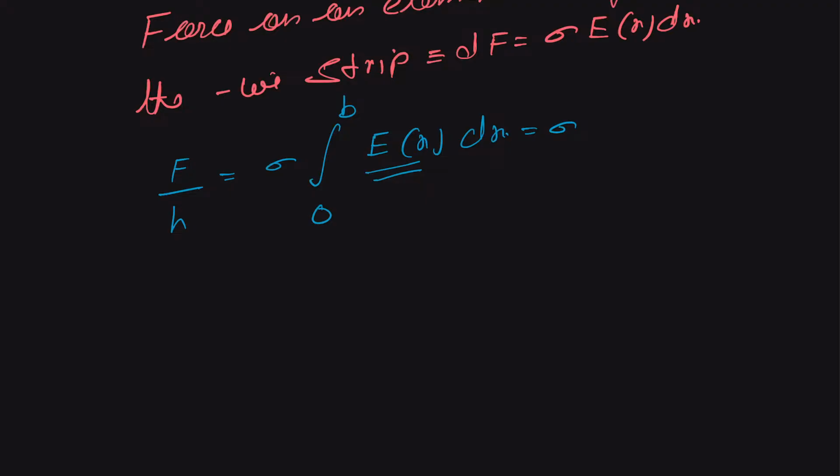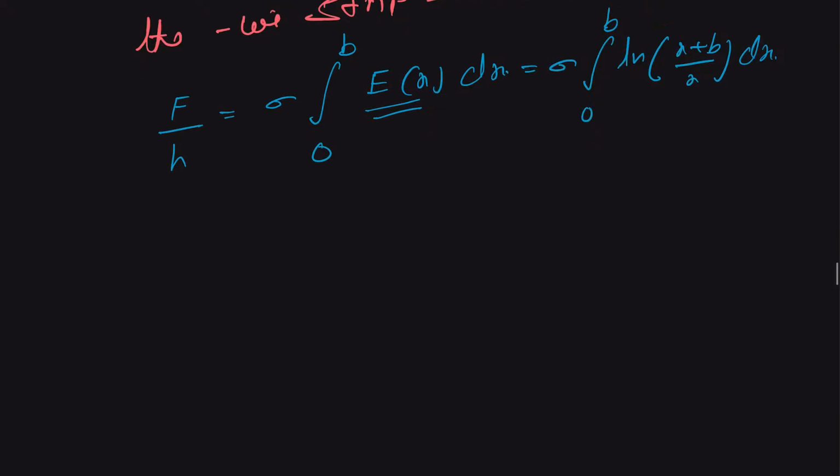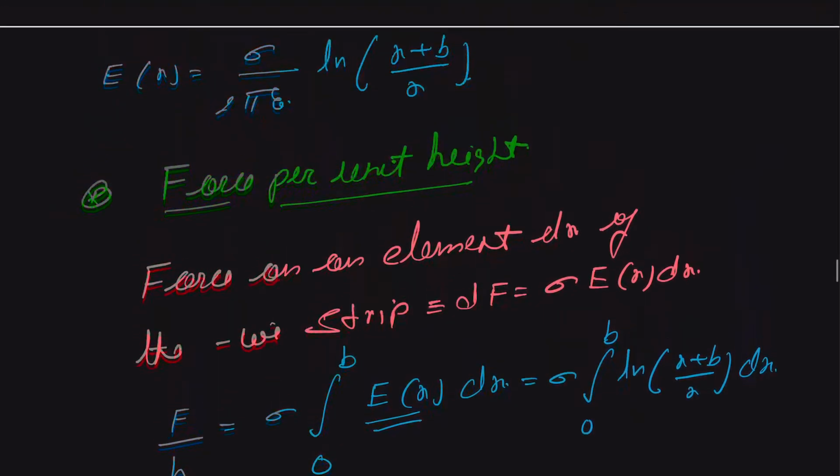So you can say this will be sigma, integral from 0 to b of natural log of (x plus b) upon x, dx. And if we evaluate the integral, we get this force upon height is equal to, and this integral will be giving us... one second, I missed something. Yeah, I missed this part.